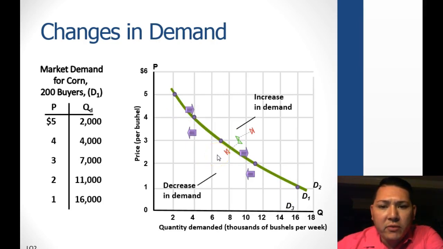Now, we have to be careful, right? These changes in demand are to be distinguished from the idea of a change in quantity demanded, right, which is caused by a change in the price of the product. So as we move from, say, the point here to the point here, along the same demand curve, there was a change in quantity demanded that was brought about because there was a change in price. Change in price from $1 to $2.